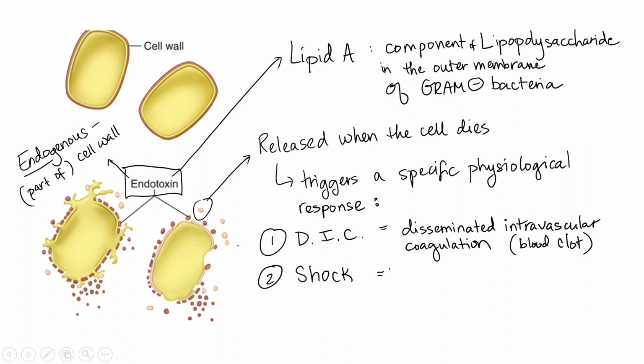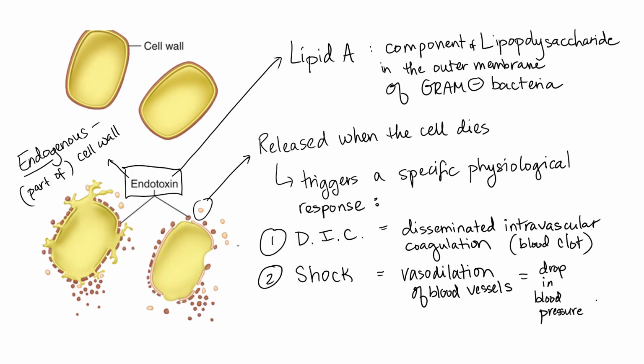Okay. Second thing that happens is shock. And shock is because endotoxin triggers vasodilation of blood vessels. And when blood vessels are vasodilating and becoming leaky, if that is an exaggerated response, remember that's a normal part of inflammation, but if it's an exaggerated response, then this leads to a very severe drop in blood pressure, and then that can actually lead to death.